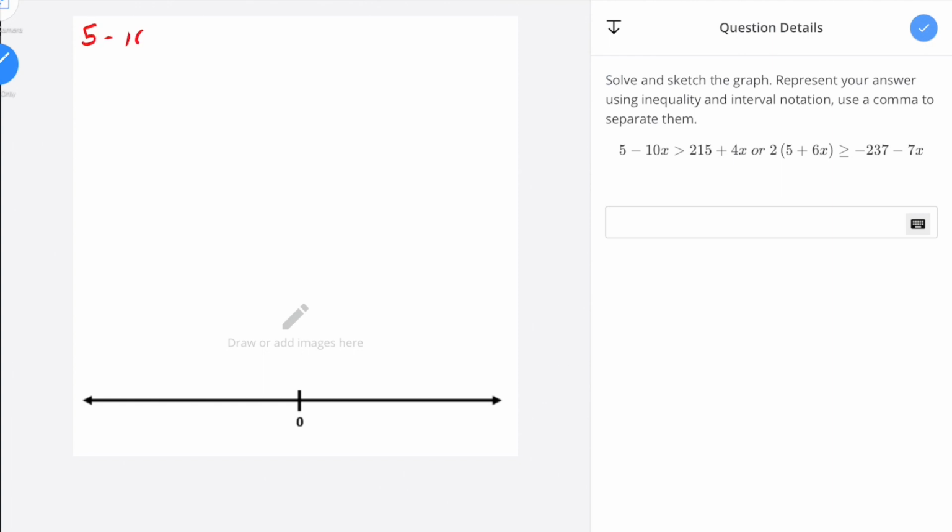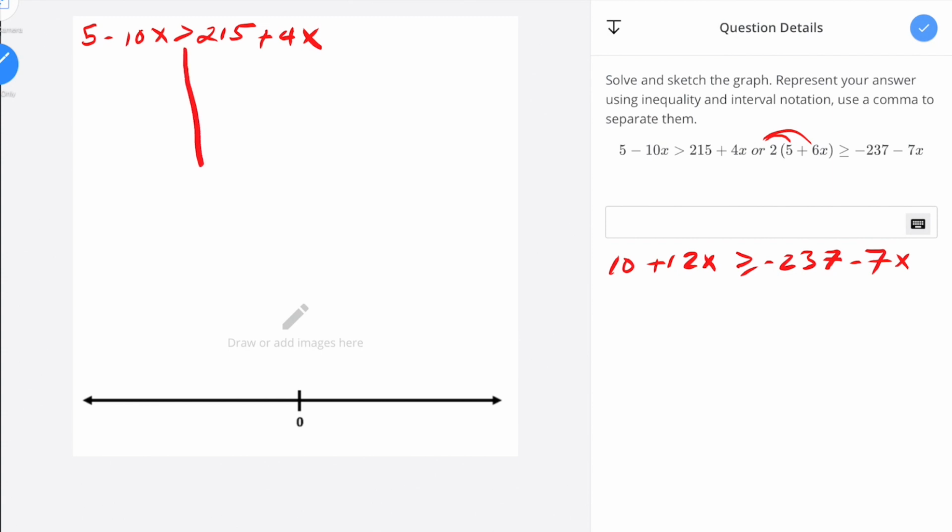5 minus 10x is less than 215 plus 4x. Then we have 10 plus 12x is less than negative 237 minus 7x. All right. The reason I got 10 is because 2 times 5 is 10, 2 times 6 is 12. Then we are going to solve for this. I will be doing more than one step at a time.